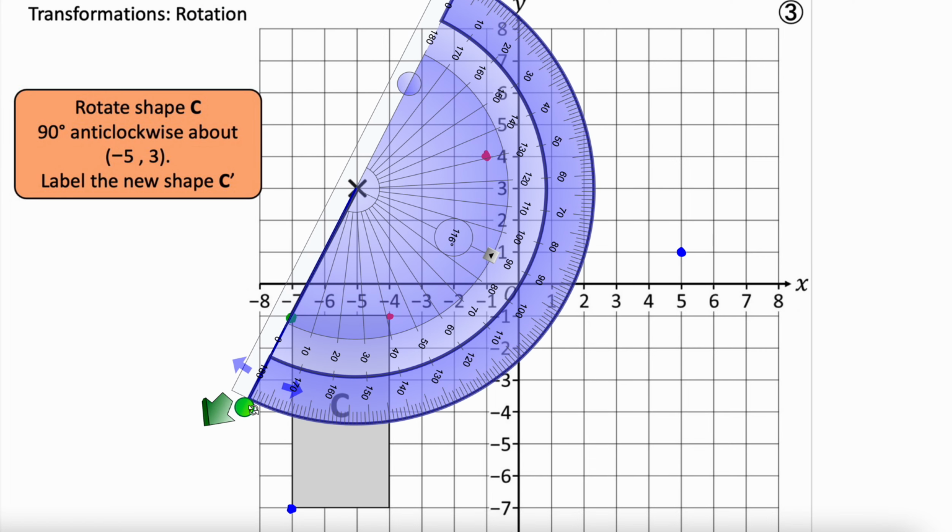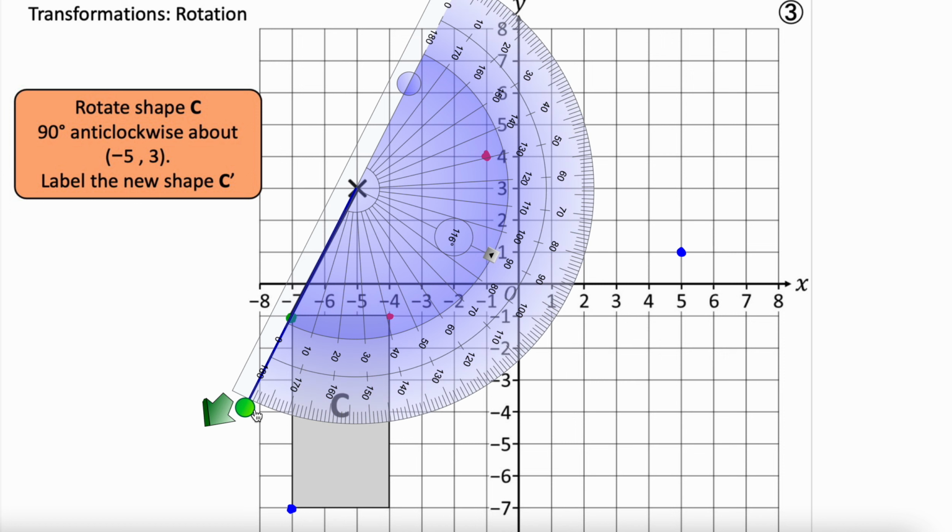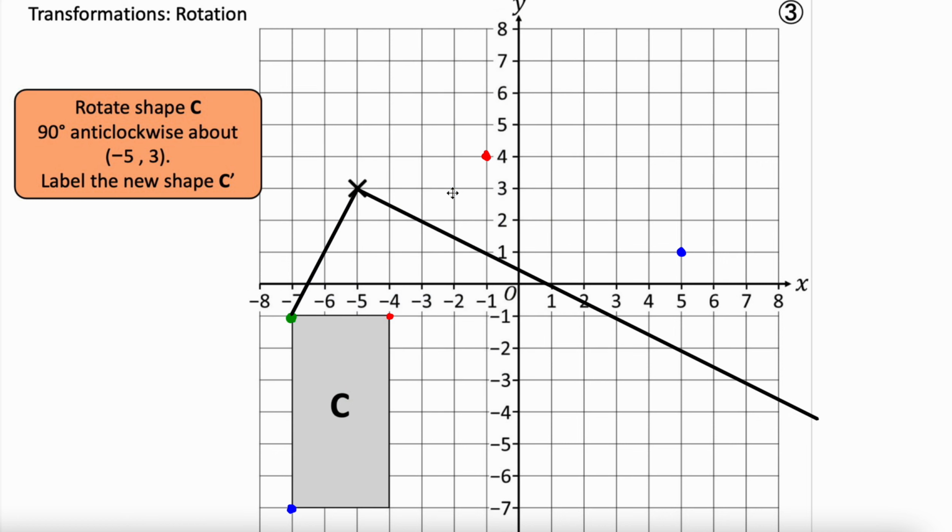We align the 0 to the segment. We rotate 90 degrees, so more or less here. Okay. And again, I'm going to make a line which is on top of this 90 degrees from the protractor. Then we can remove the protractor.